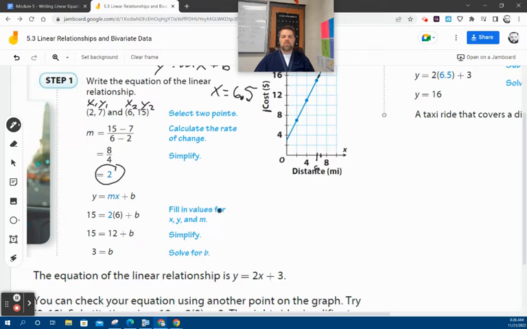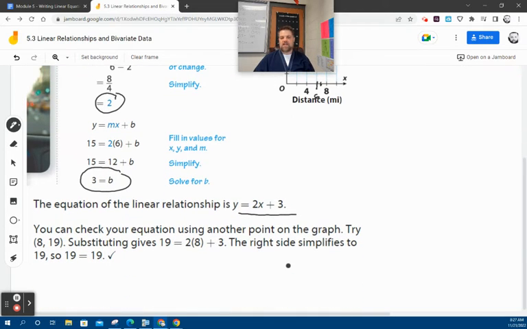Just like before, we plugged that in with an x and y value. So they chose x sub 2 and y sub 2. And we get that the slope is 2 and the y-intercept is 3. So the equation of the line is 2x plus 3.